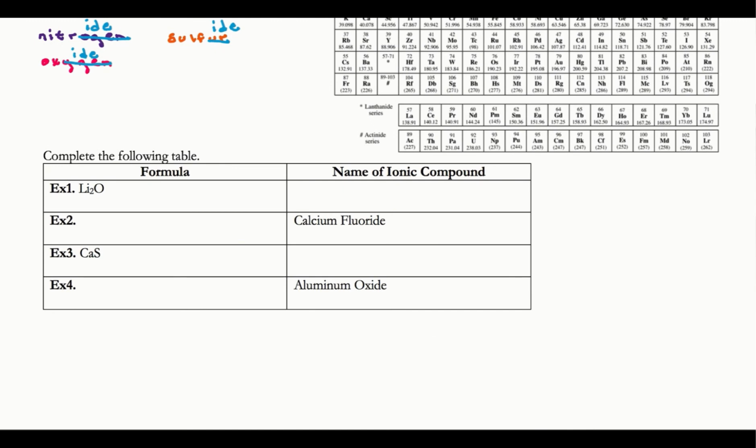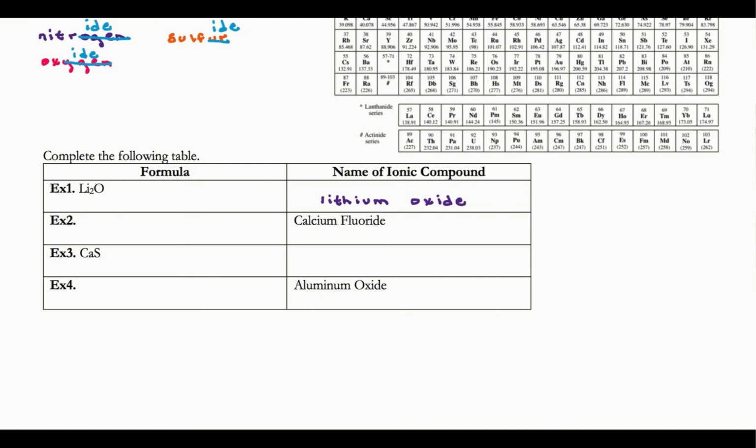I give you Li2O, so I'm going to name this. So I first just need to put the name of the metal, which is lithium. Okay, and then my nonmetal here is oxygen. So I'm going to start to write oxygen, but I'm going to add an -ide ending to it, so it's just going to be oxide.